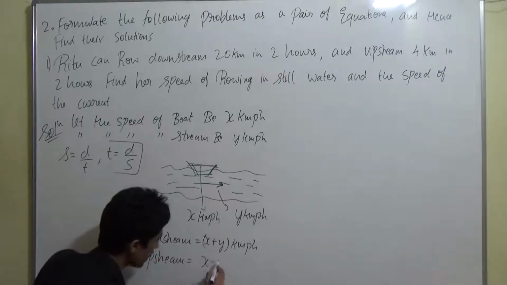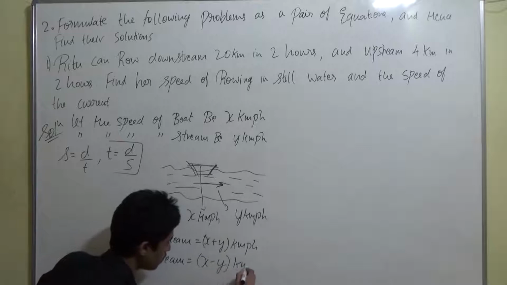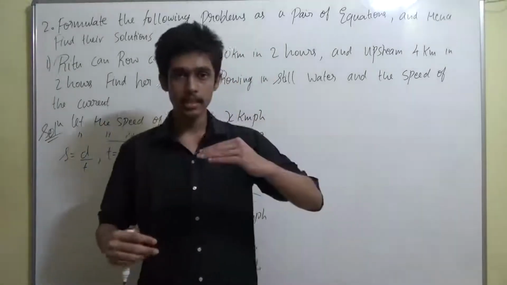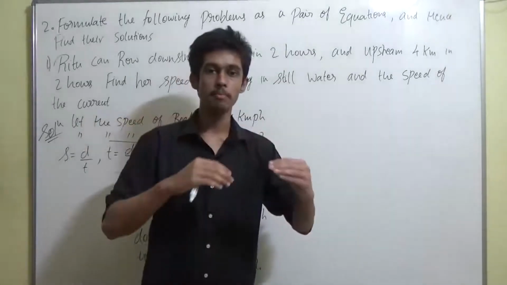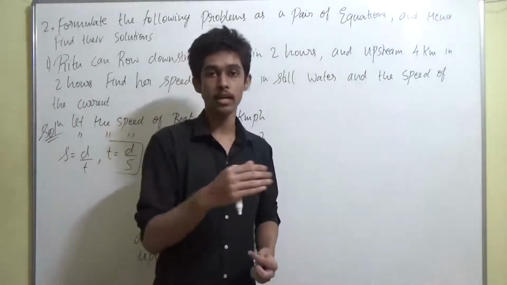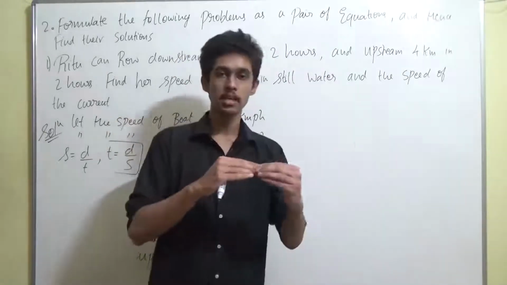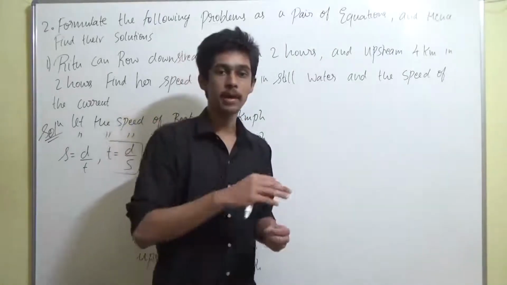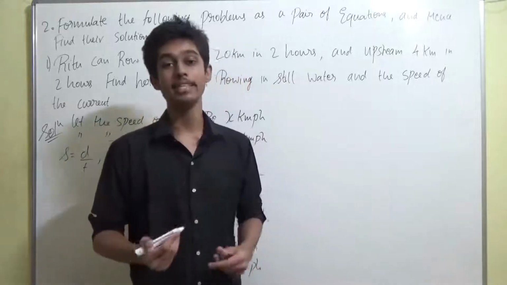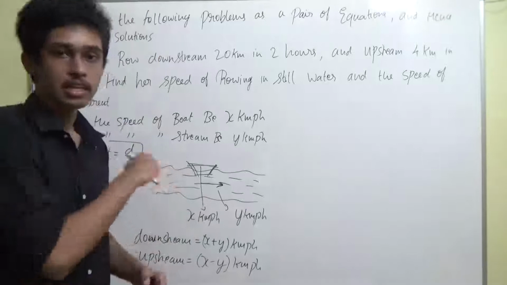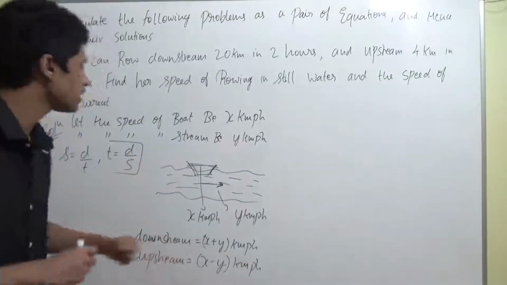and in upstream the speed will become x minus y kilometers per hour. Why x minus y? Because think, if the stream is coming in this direction and you are swimming in this direction, what will happen? There will be a resistance to your flow, right? There will be a resistance for your swimming, so it will become x minus y, that is, your speed minus the speed of the stream will give you the net speed, correct? When resistance is there, you won't be able to swim as fast as you could in still water, correct? So it will become x minus y in the upstream.